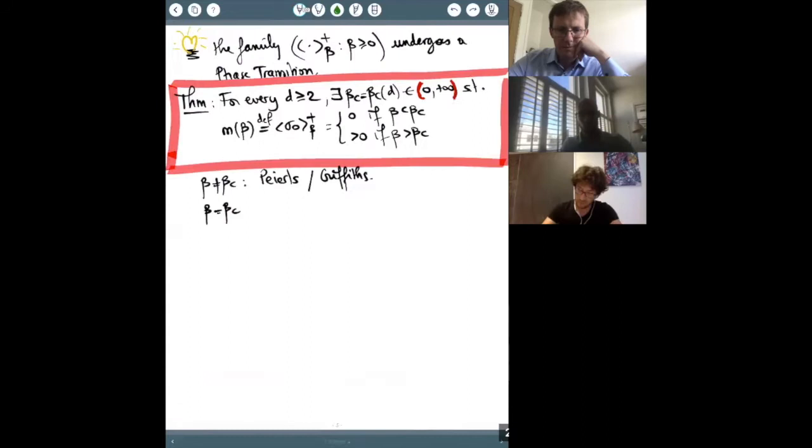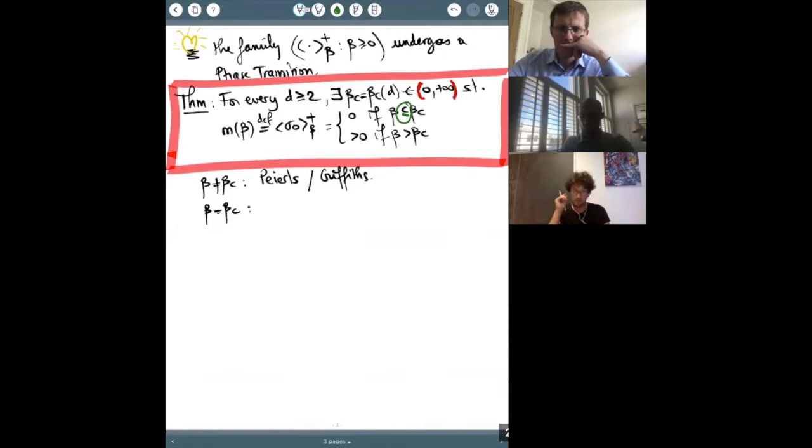So as I was saying, when beta is equal to beta c, the definition of beta c as the infimum of the beta for which the magnetization is strictly positive doesn't provide you information on what happens at beta c. But there is a result which tells you that in fact, here, you can put less or equal, when beta is less than or equal to beta c. When beta is equal to beta c, the magnetization is zero. And this is going to be an important feature for us, okay?